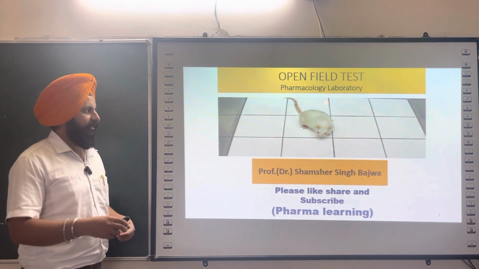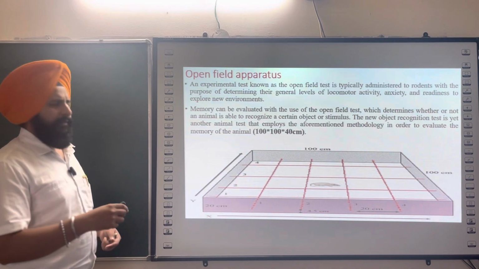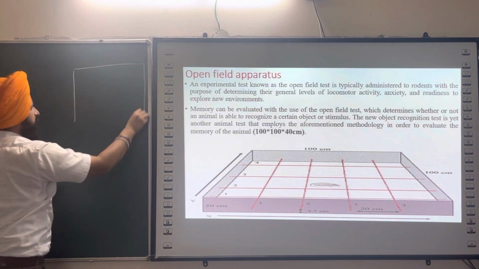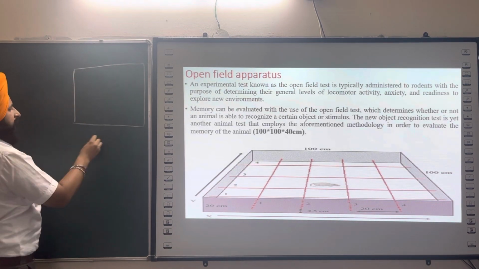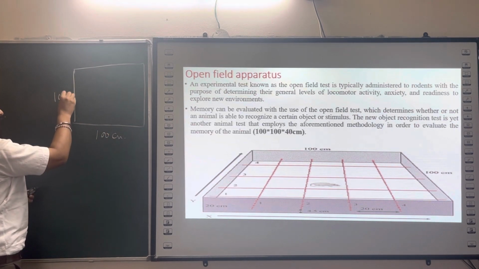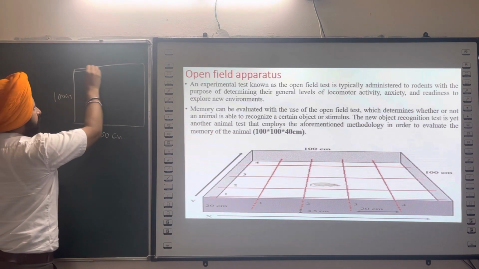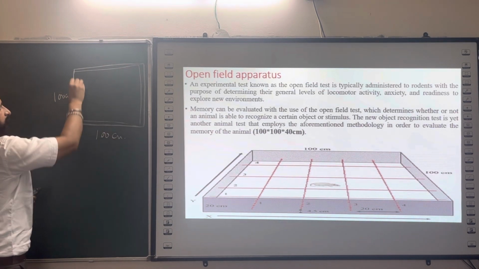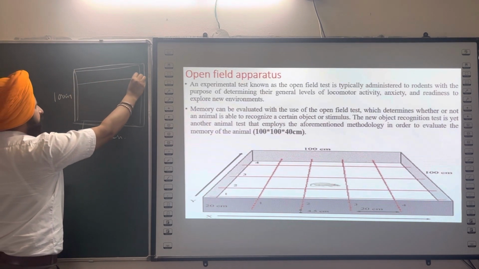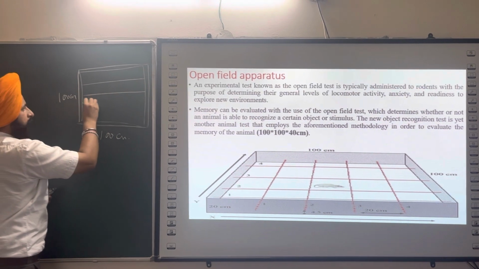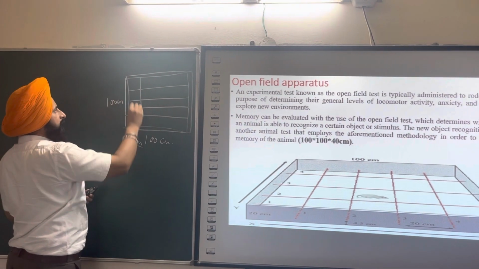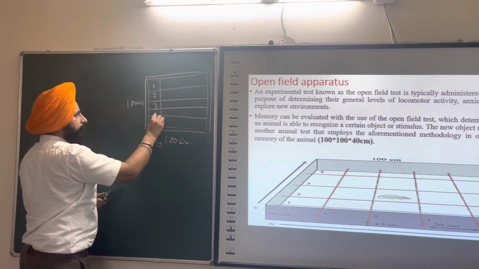Firstly, you will see that this is an open field. What does it mean? It is a box-like rectangular apparatus with a length of 100 centimeter and a width of 100 centimeter, and the wall of the apparatus is 40 centimeter high. Internally, this apparatus is divided into 25 rectangular boxes. So if you look, there will be 1, 2, 3, 4, 5.